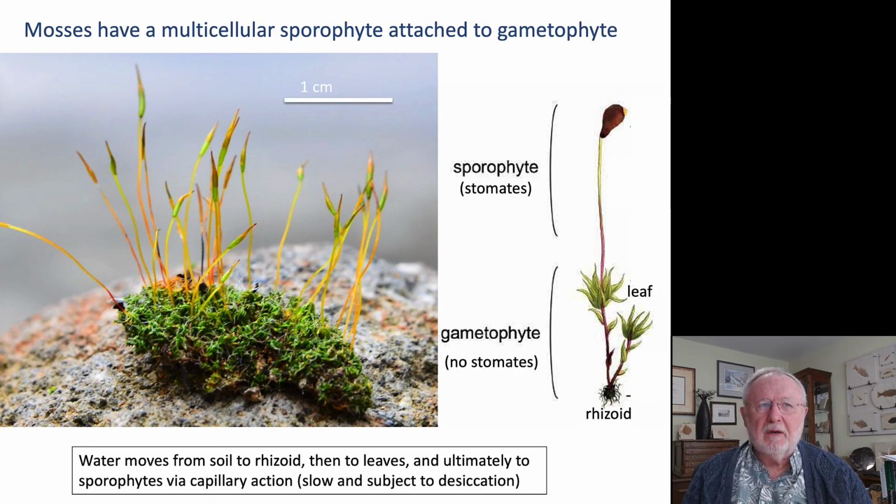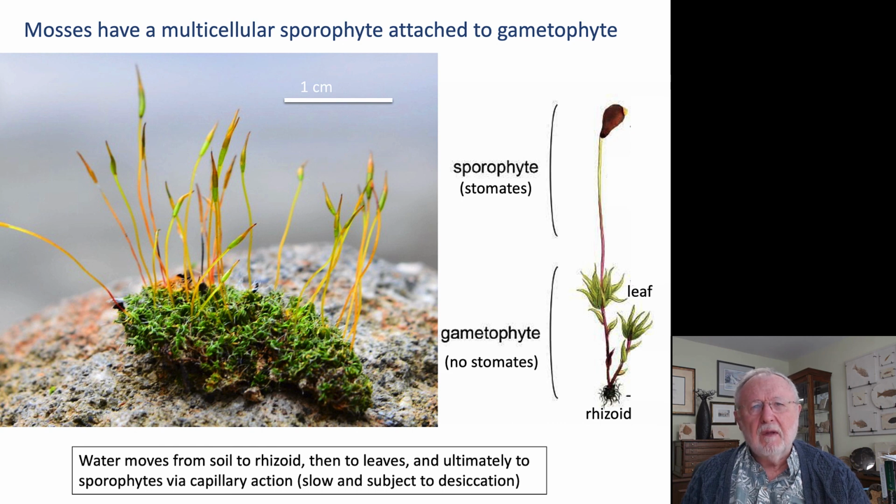Stomates first appear in the multicellular sporophyte attached to a gametophyte. So here's a moss in its typical condition. That's the gametophytic or haploid condition. There are no stomata, so there's no regulation of water loss. But the stalk-like structure here is the sporophyte. This is the 2N form of the alternation of generations. And it's in this form that we first see the presence of the stomate.